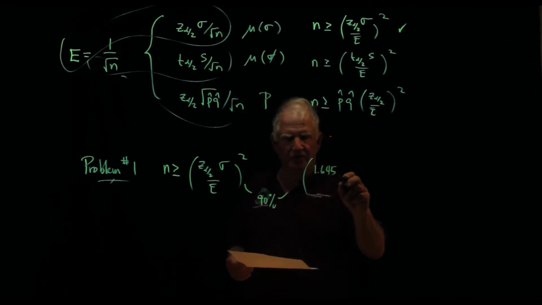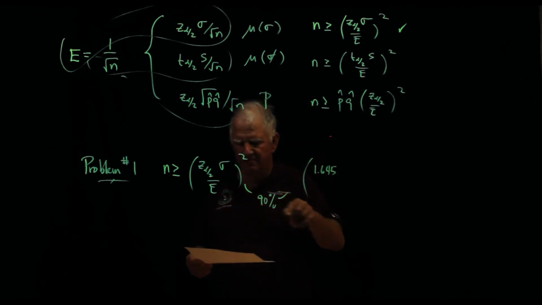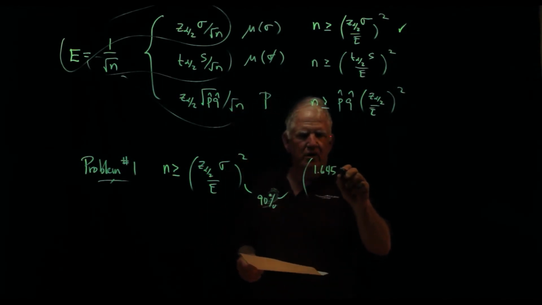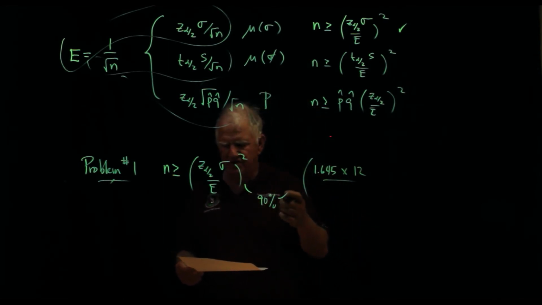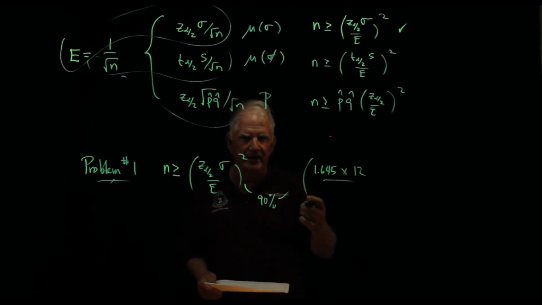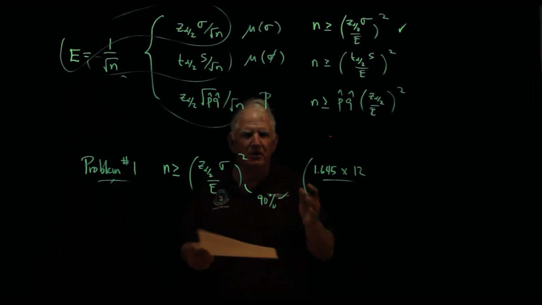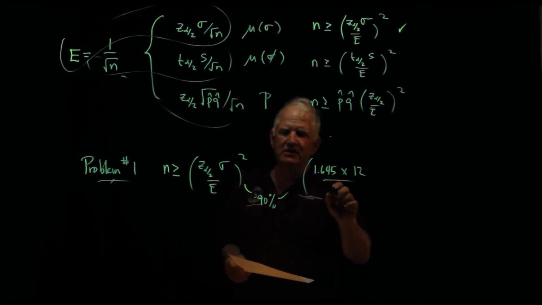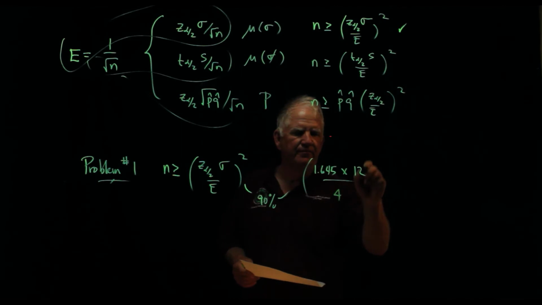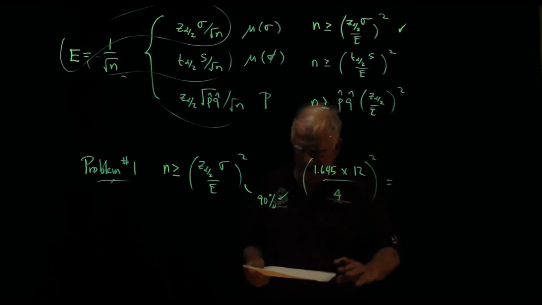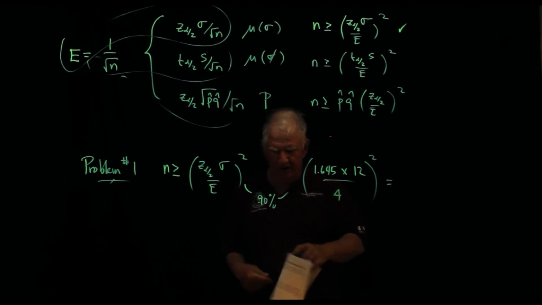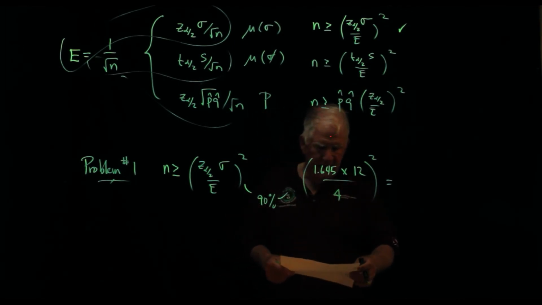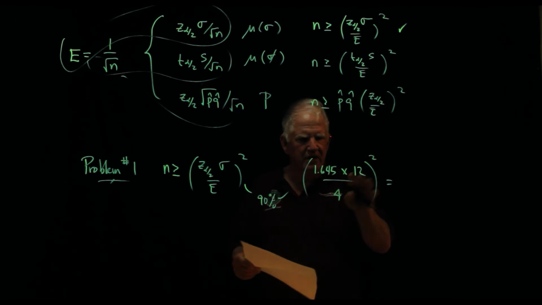Sigma, we've been told, is 12 minutes. And then below, we've said, let's keep the sample mean to within 4 minutes. To within means plus or minus 4 minutes. That is the E that we want. Okay, if we work that out, I've done it before, put it somewhere where I could find it.